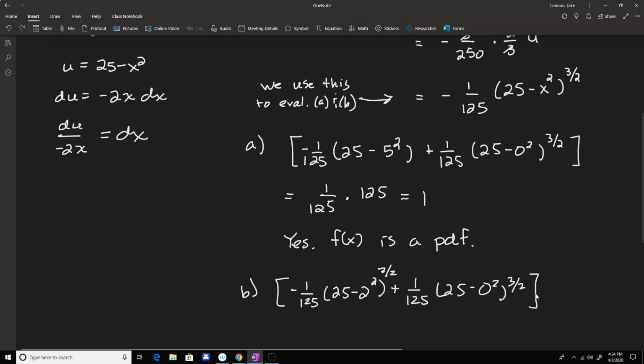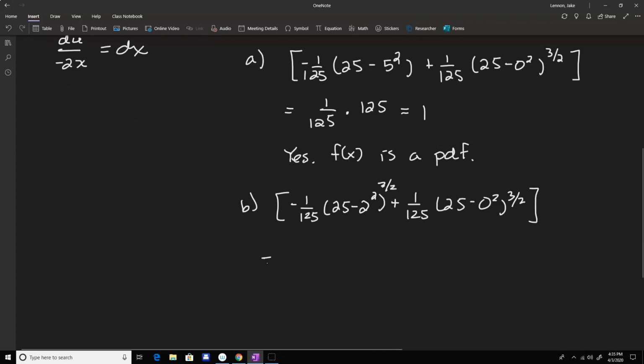So what do we end up with? Well, probably going to have to use the calculator here. So basically I could do a few more steps. So we have 1 over 125, and then 25 minus 4 is going to be 21. So we have 21 to the 3 over 2, and then we know this other part just comes out to 125 over 125, so this comes out to 1.